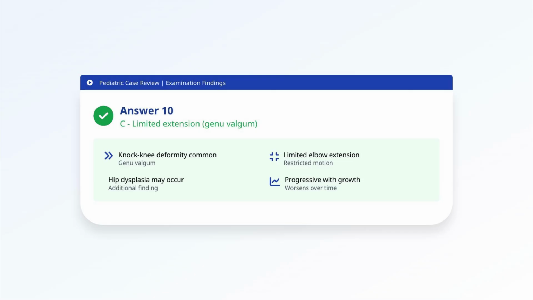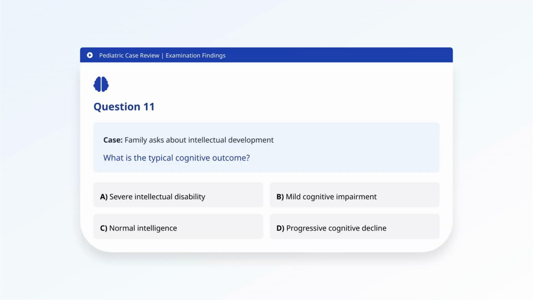Knock knee deformity is common in Ellis Van Creveld syndrome. Limited elbow extension is also frequently observed. Hip dysplasia may occur in some patients. These joint abnormalities tend to be progressive with growth and may require orthopedic intervention. A family of a child with Ellis Van Creveld syndrome asks about expected intellectual development. What is the typical cognitive outcome?